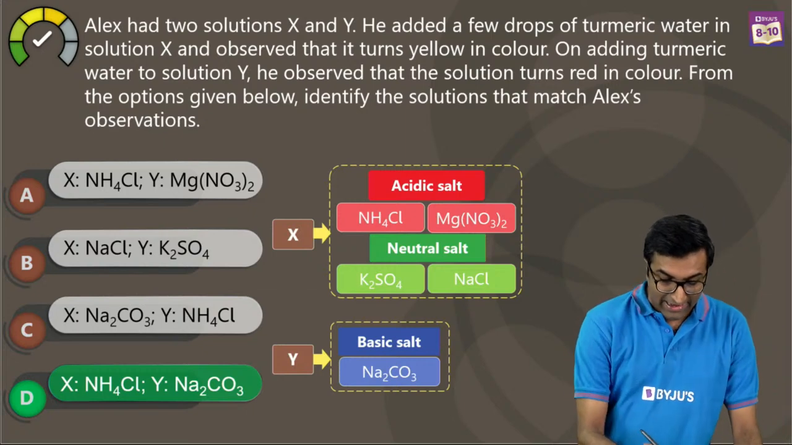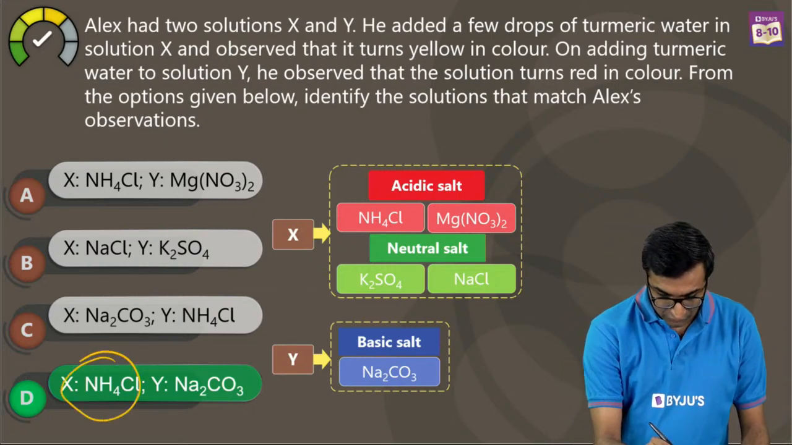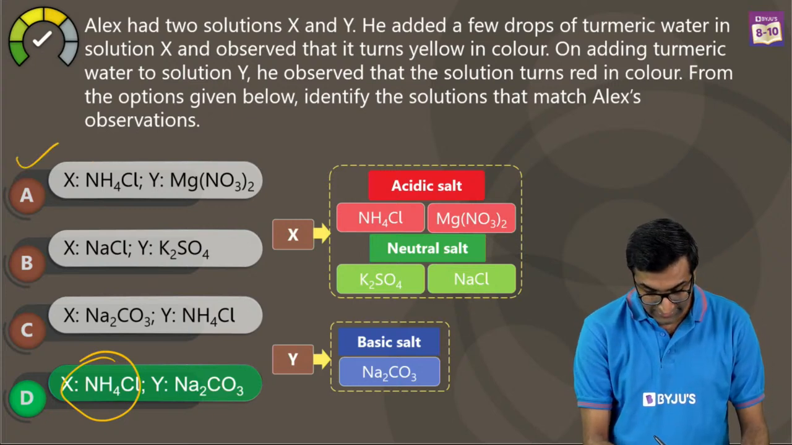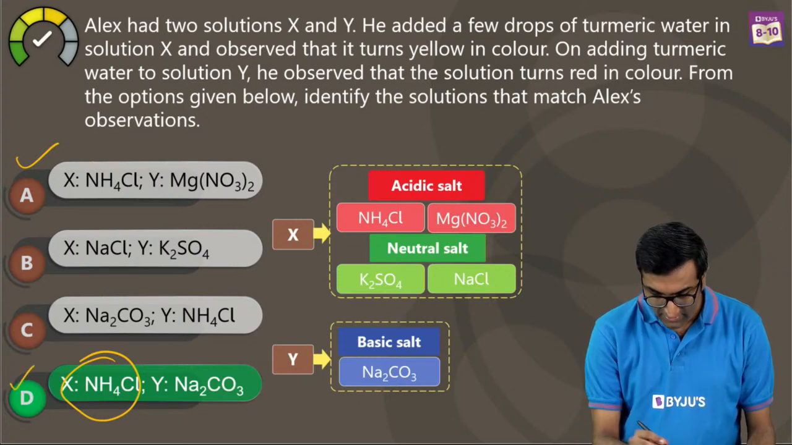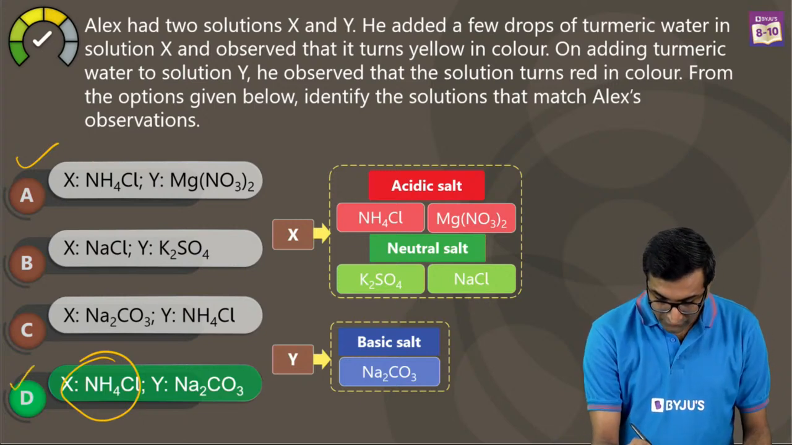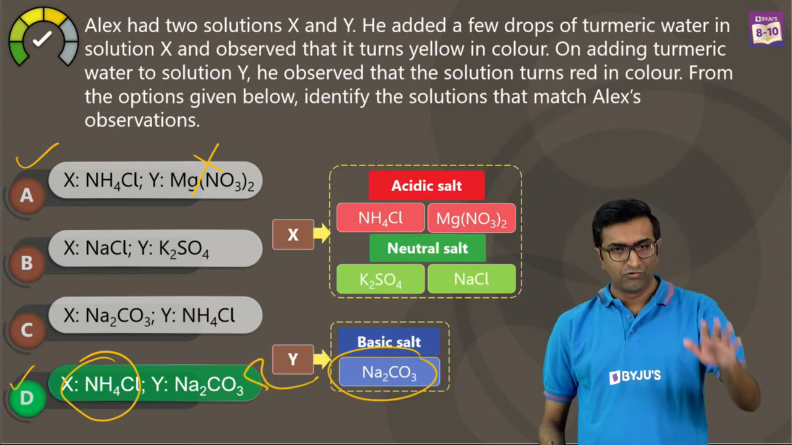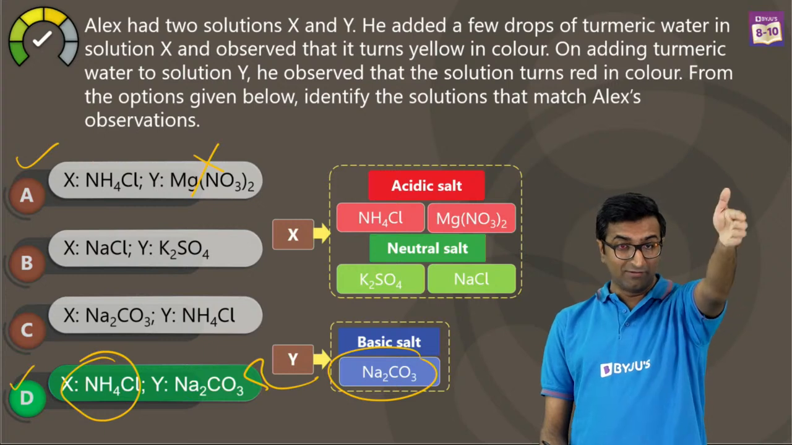Clearly, NH4Cl is the only one that fits. Out of these options, look here carefully. It's going to be either option A or D that could be correct if you're looking only at NH4Cl or K2SO4 and NaCl. Only this or this could work, right? But Mg(NO3)2 is also acidic, which is why this goes out of the way, and Na2CO3 fits, hence this is the answer. A lot of you are saying D from the start. Anita is still saying C. I hope it's clear. Awesome.